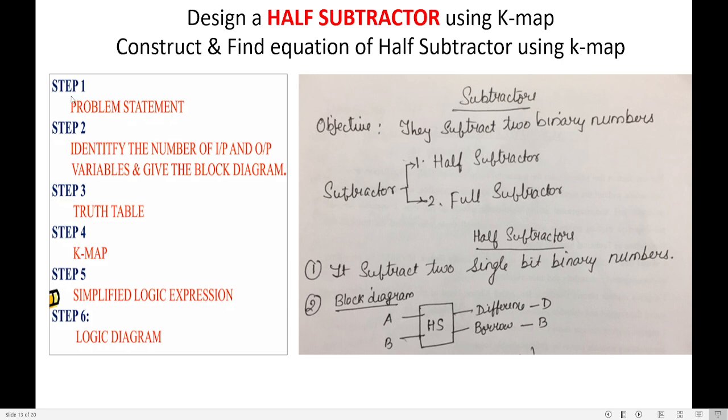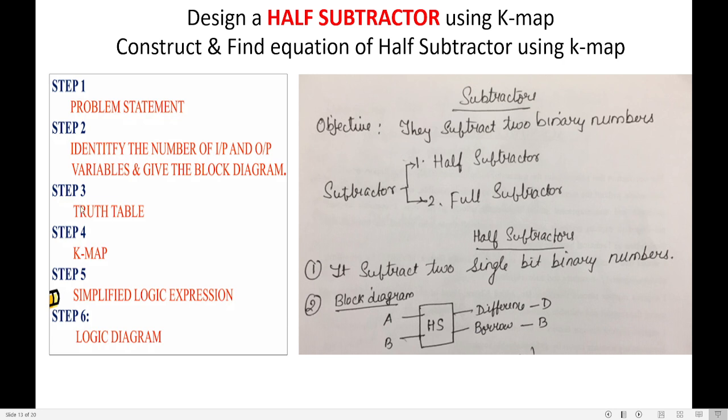What is the first step? You need to write the problem statement. So I have written the problem statement. Half subtractor is used to subtract two single bit numbers. My second step is I need to identify the number of inputs and outputs. As I know, it is used to subtract two single bit numbers, so my inputs are A and B, 2 bits. My outputs, as you all know, since it is a subtractor, are a difference and a borrow. So there are 2 inputs and 2 outputs.